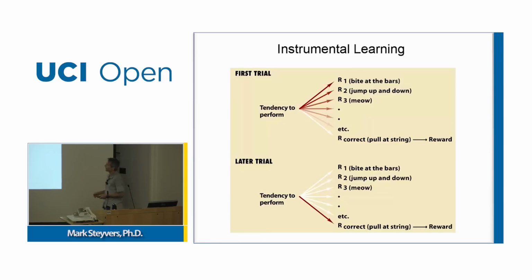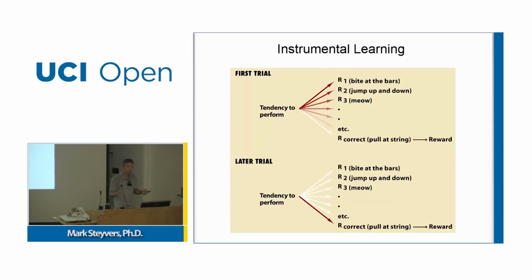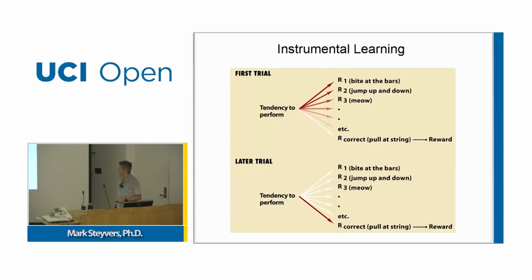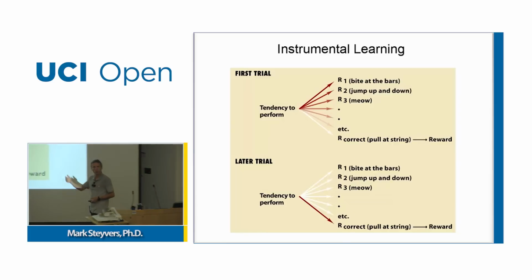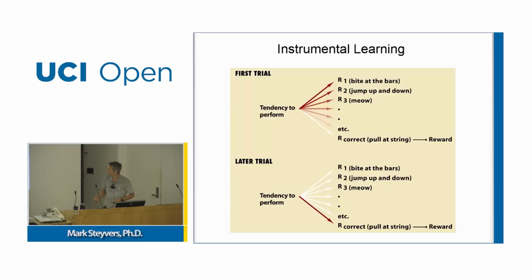Now, just by chance, the cat might grab at the string, pull at the string, and that might lead to a successful escape. And because that leads to a successful escape and the cat is rewarded for that, the association between the pull at the string and the reward is strengthened. So over time, those associations are strengthened. The other natural responses in this situation are weakened, so that over time the cat more quickly evokes this response to pull at the string.